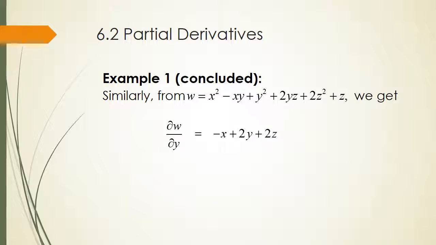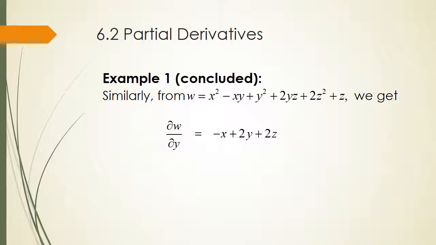And taking the partial derivative with respect to y, we get negative x plus 2y plus 2z. Now here's y. X squared, again, everything but y is a constant. So x squared is a constant, it goes away. Minus xy. Well, you're just left with the constant, which is minus x. Y squared becomes 2y. 2yz becomes 2z because, again, 2 and z are constants. And then 2z squared and plus z are both constants, and they don't have variables attached. They don't have a y attached, so they go away and become 0. So we're left with negative x plus 2y plus 2z.